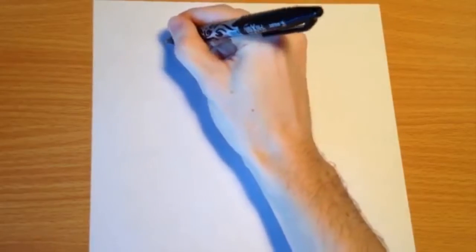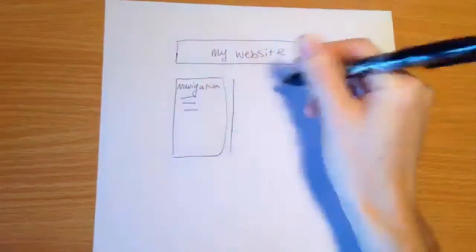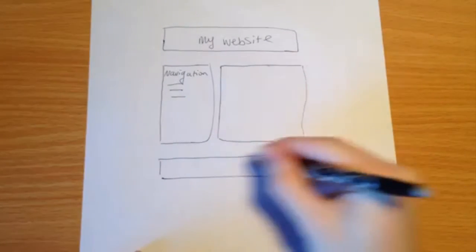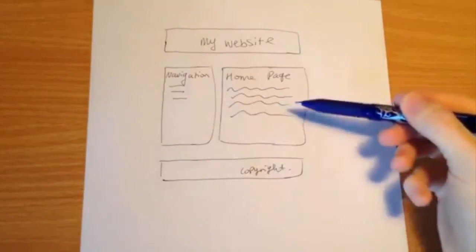I want a header on my web page. You can say my website. On the left hand side I want some navigation with some links there. I want the main content to be to the right and then a footer at the bottom. You can have a copyright notice. So in HTML each box is going to be a div.